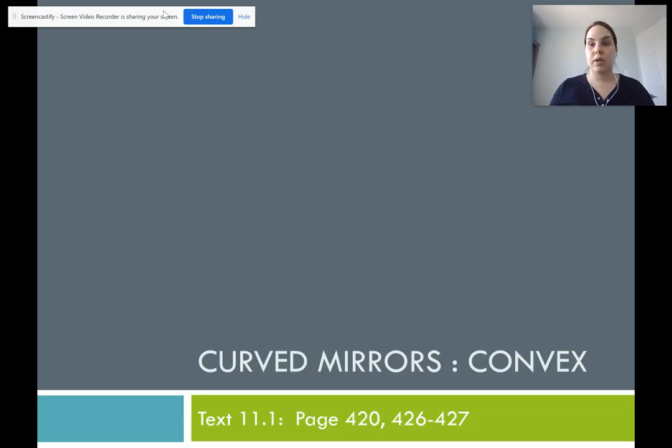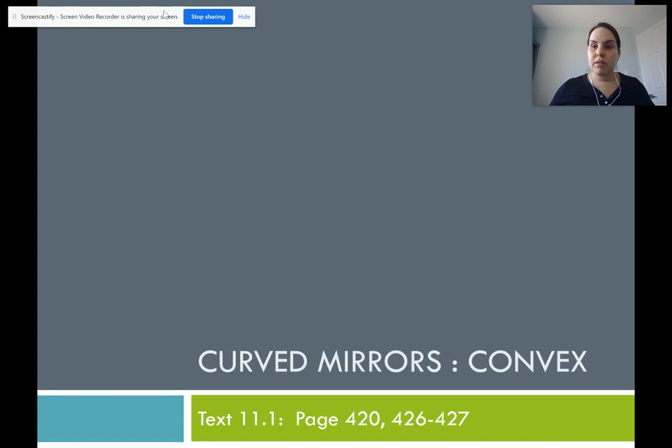We're going to be continuing on this week in our study of light and geometric optics. Where we are in your textbook today is section 11.1. We're going to be looking at curved mirrors this week. Last week we talked mostly about reflection and reflection in plane mirrors, so flat mirrors. This week we're going to be exploring what happens in curved mirrors. Then next week we'll be moving on to some new concepts.